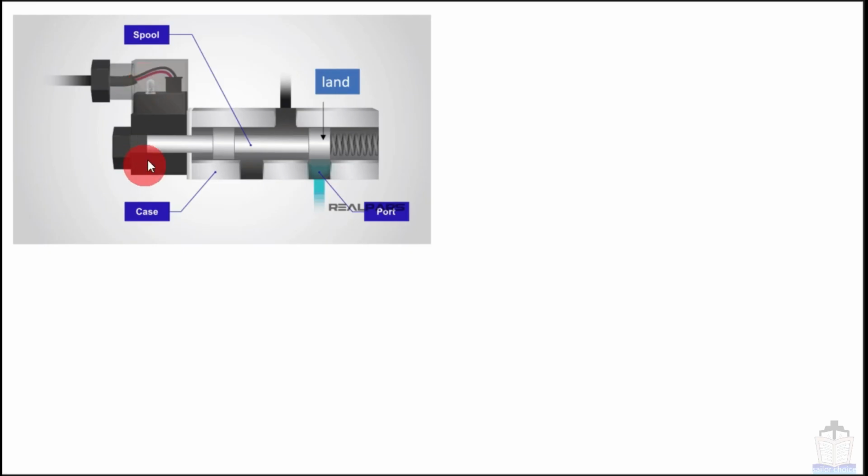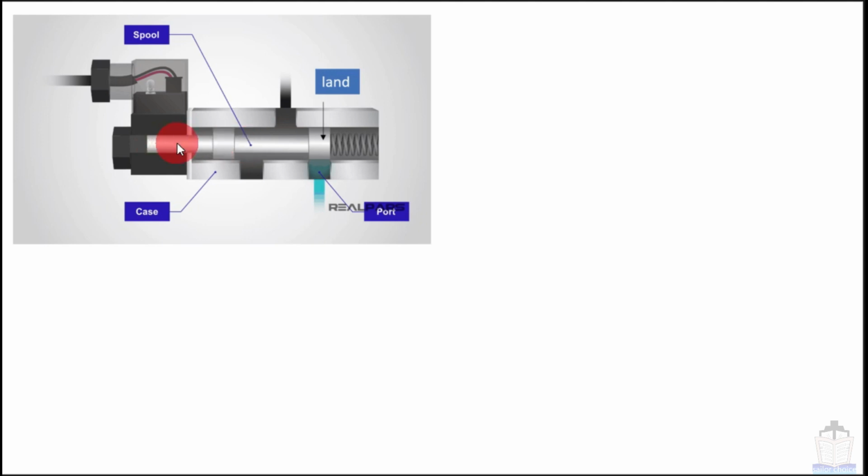This part is called the solenoid, this part is called the spool, and this protruded part is called the land, which basically covers or uncovers the port. This part, which is basically an opening in the body, is called the port, and the outer side metallic part is called the case. You will find always one or two springs in the solenoid valves.